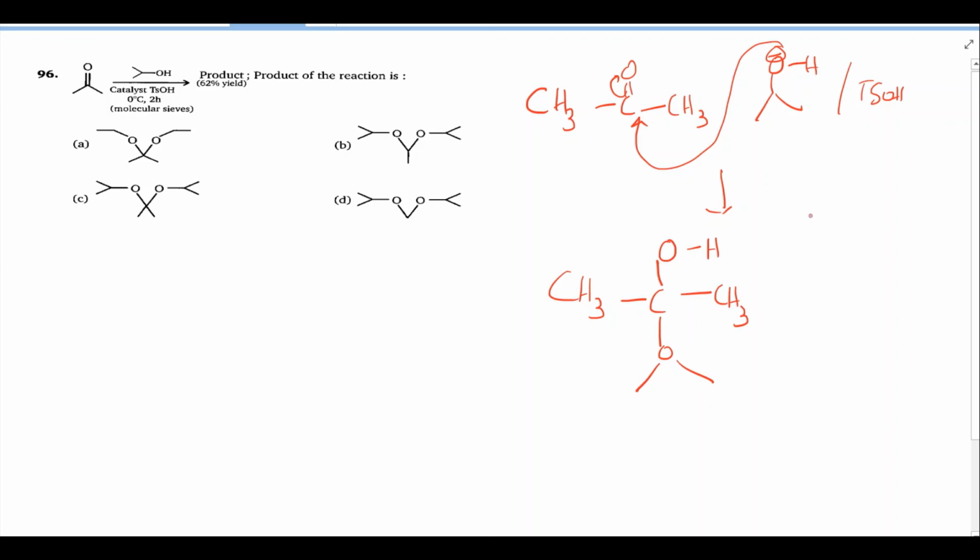Now once again you are going to add this one. So what is the part eliminating here? Water is going to be eliminated because it is acidic condition. Para-toluenesulfonic acid, this TsOH is an acid. Okay, catalyst, acidic medium. So in acidic medium, what is the product? So CH3. Okay, this is CH3.